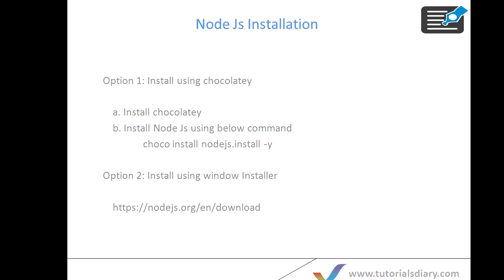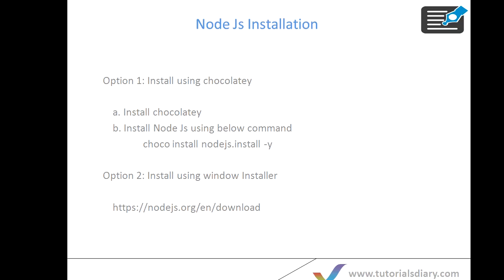In this video I will show you how to install Node.js on Windows machine. To install Node.js on Windows we have two options. As you can see on my screen, the first option is using Chocolatey, the second option is using the Windows installer. The second option is very simple. You just go to this link, download the files and start installing.